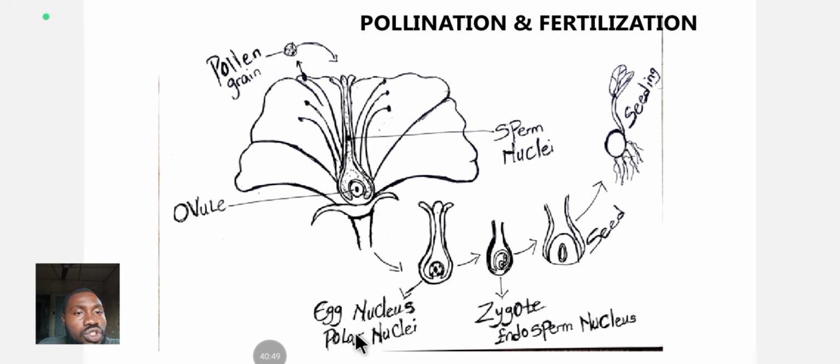Look at the fertilization here, egg nucleus, polar nucleus. So the egg nucleus and the sperm nucleus fuse and a zygote is formed. A zygote, endosperm nucleus, and as soon as zygote is formed, a seed is formed. And this seed, you can now plant this seed, okay, and it turns towards a new plant. That's it. That's how plants multiply. That's how reproduction occurs in plants. So a seed is a fertilized ovule formed from a zygote.